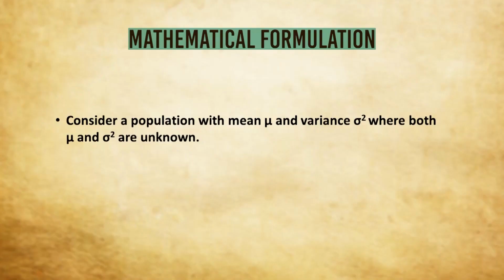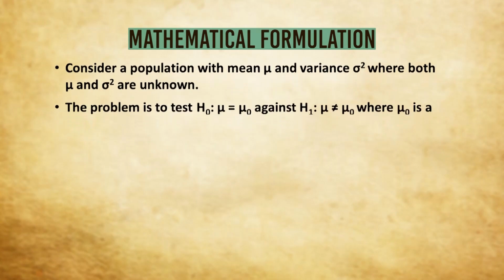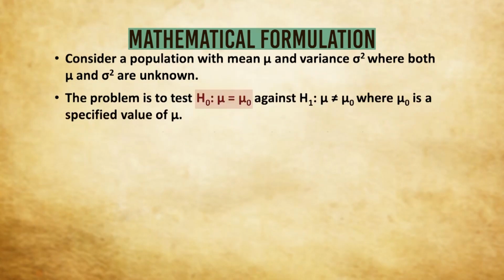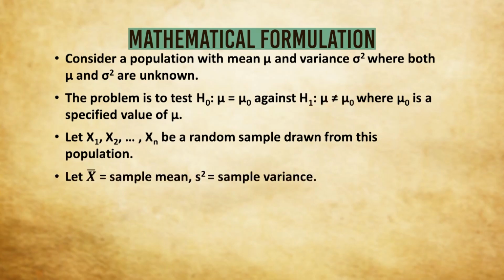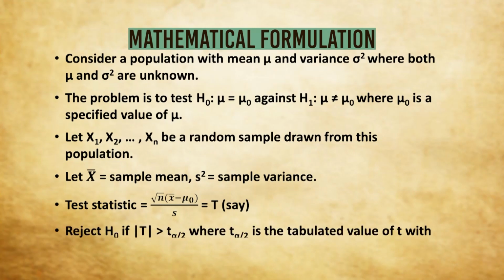So here you see the basic difference between a z-test and t-test is this. Here we have said both mu and sigma square are unknown. But in case of the z-test, we said that only mu is unknown, sigma square is known. The problem remains the same. We test H naught: mu equals mu naught against the alternative mu not equal to mu naught. Here also we can have one-sided tests, with alternatives mu greater than mu naught or mu less than mu naught. We have a random sample x1, x2, ..., xn. X bar is the sample mean and s square is the sample variance.